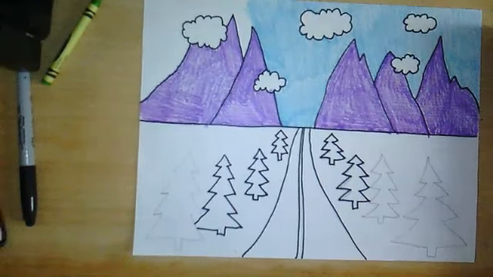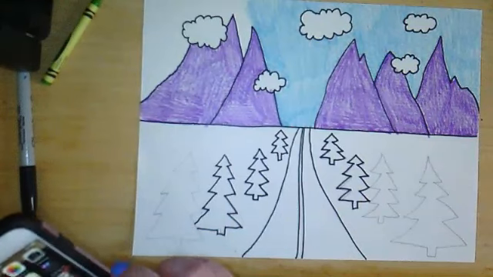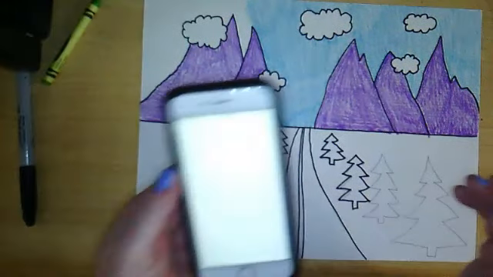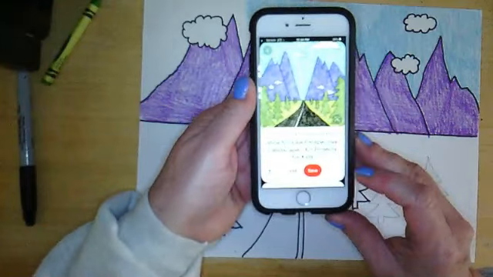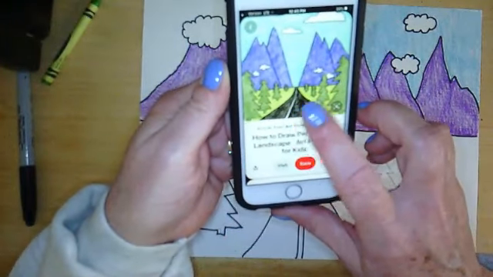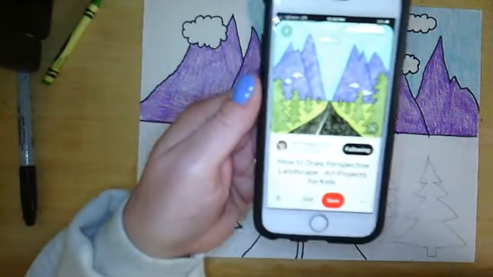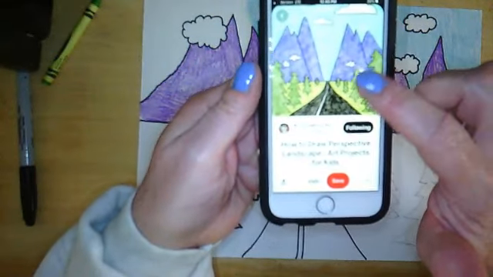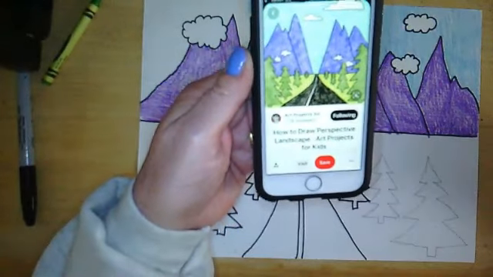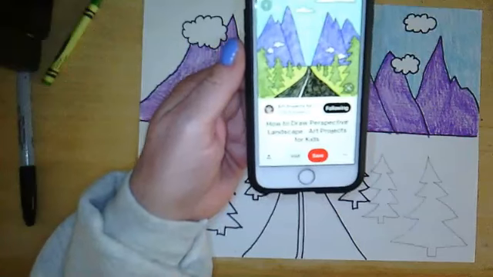Okay, so let me show you the final picture again. This is how it should look. They used black on the road, and it seems to make it stand out quite a bit. And they used a different green for the trees than they did for the grass. So it just makes the trees stand out. So this is the lesson for today.